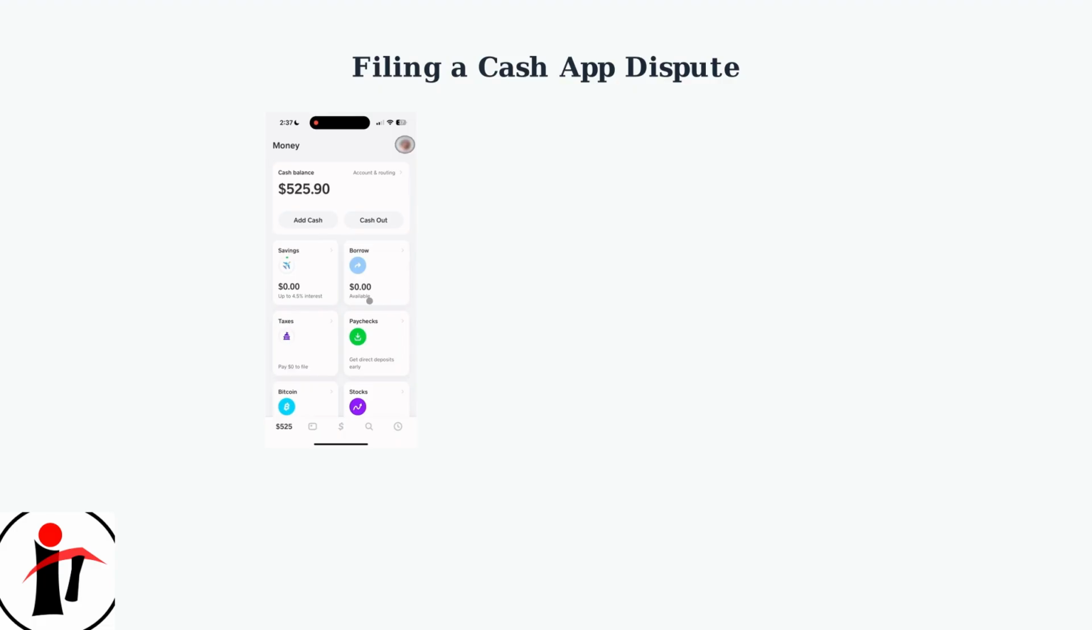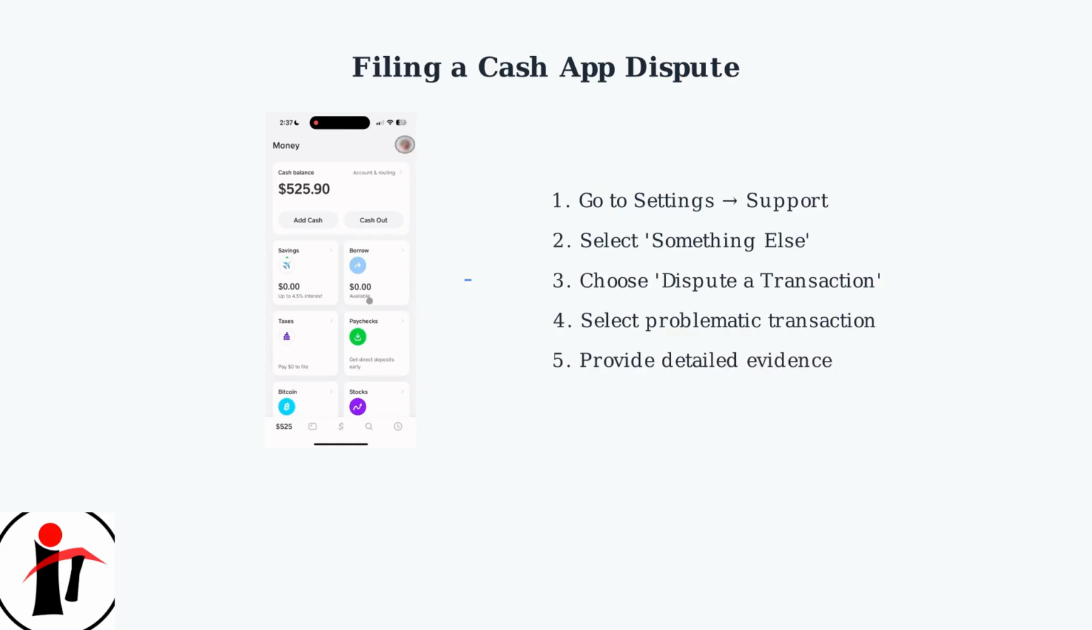When cancellation and refund requests fail, Cash App provides a dispute process for unauthorized transactions and merchant issues. The success of your dispute depends heavily on the type of transaction and evidence provided. To file a dispute, navigate to Cash App Settings, then select Support or Help. Choose something else, followed by Dispute a Transaction. You'll need to select the specific problematic transaction and provide detailed evidence.